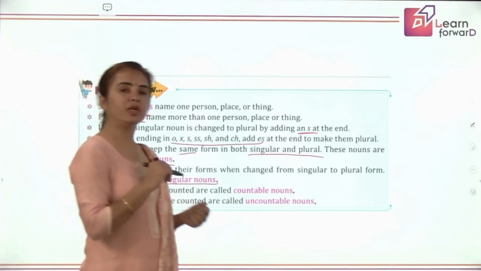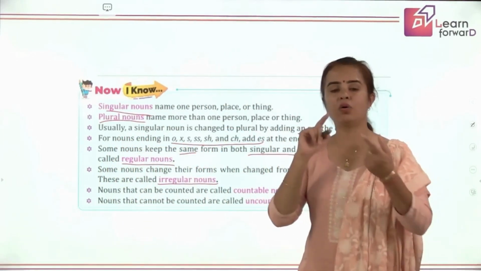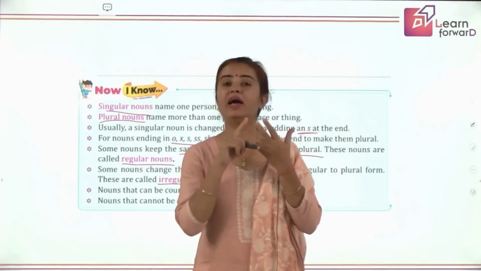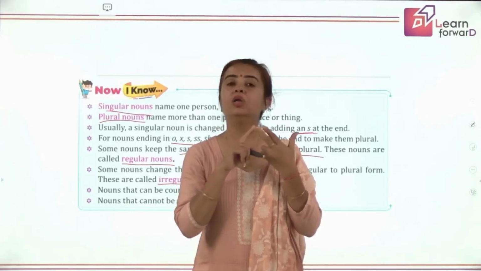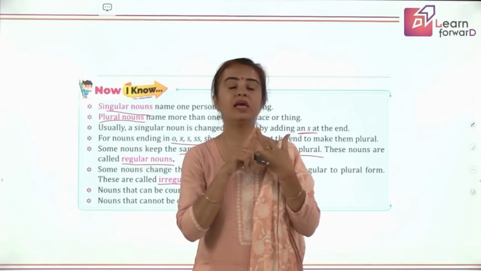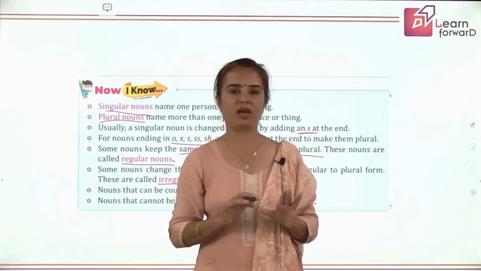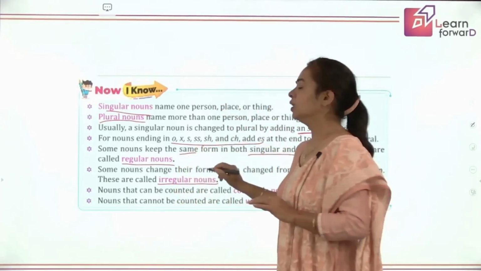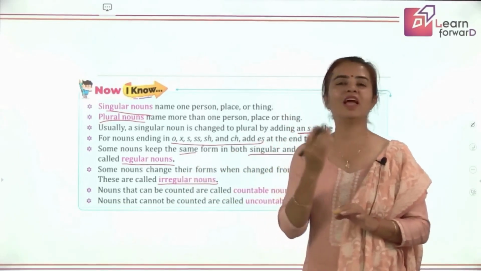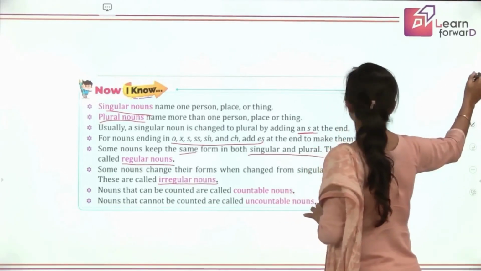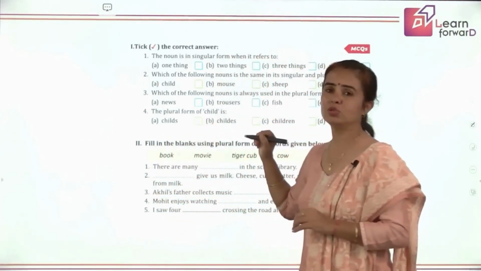Then the last but not the least, we learnt about countable and uncountable nouns. Countable are that we can count, uncountable are that we cannot count, and remember they are not innumerable. They are not vast in number. We simply cannot count them even if they are less. Okay? And the countable nouns have singular and plural. Uncountable nouns, because we cannot count, so we cannot have the singular plural there. So this is what we have learned in the topic this time. Now it's time to do the exercise.